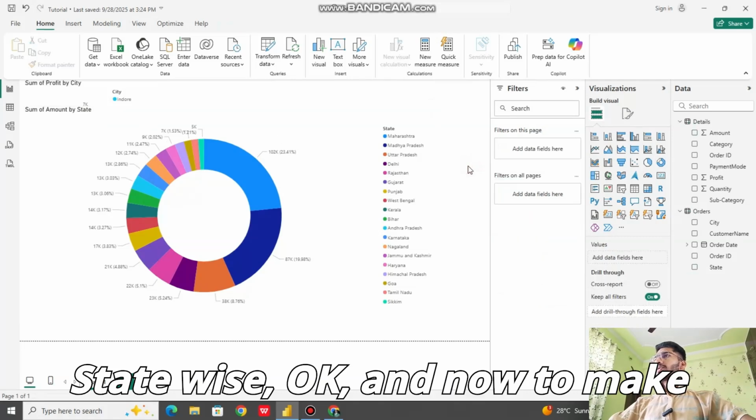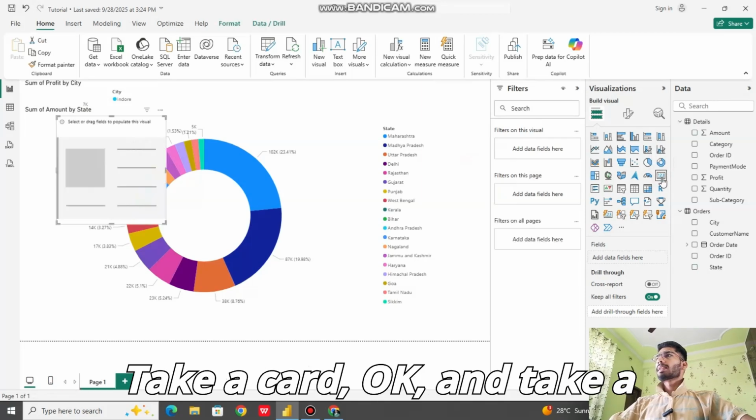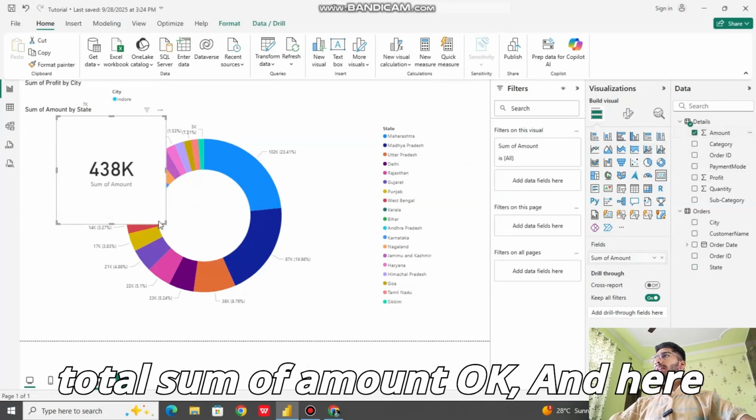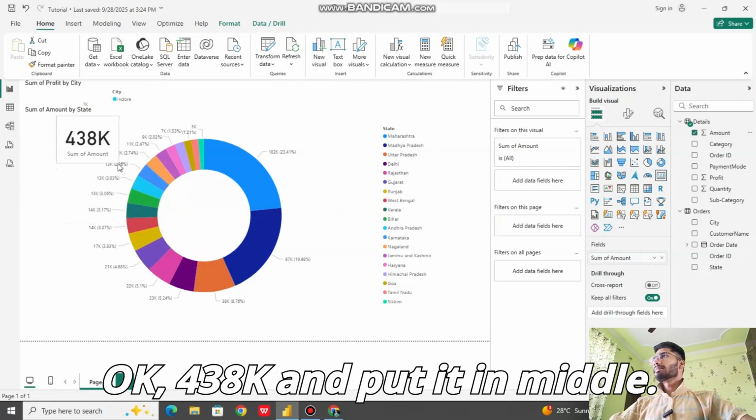Okay, and now to make it more stylish, what we can do is take a card. Okay, and take the total sum of amount. And here it is, the total sum of amount, 438K, and put it in the middle.